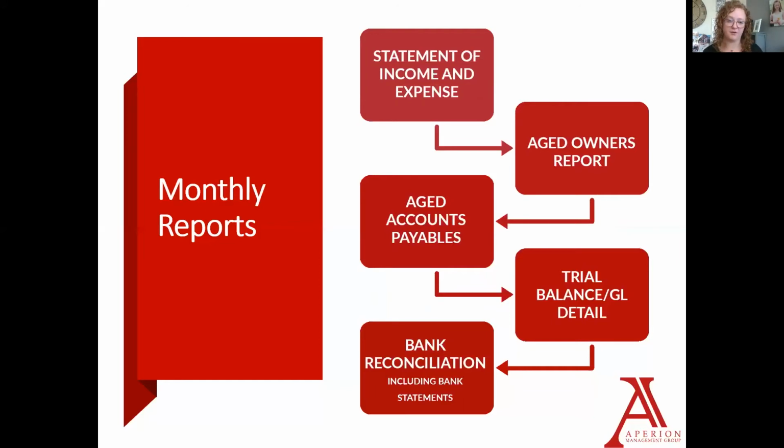If you're a treasurer for your community, what we would recommend is that you look at these five reports. You look at the statement of income, you're looking at the aged owner report, you're looking at that payables report.